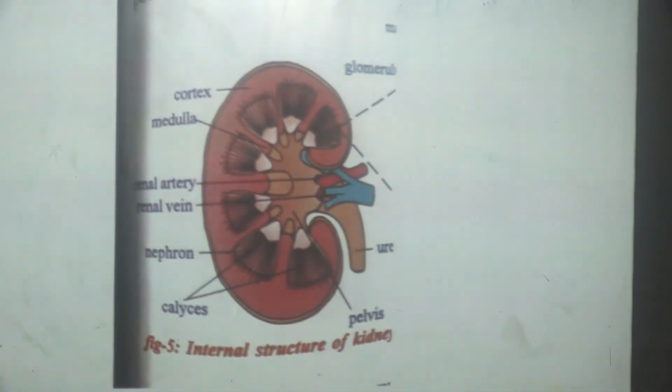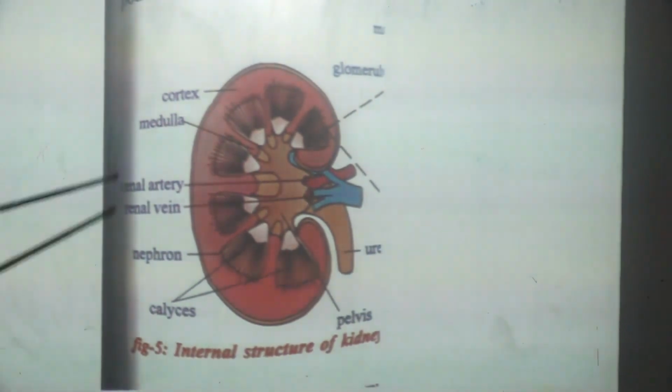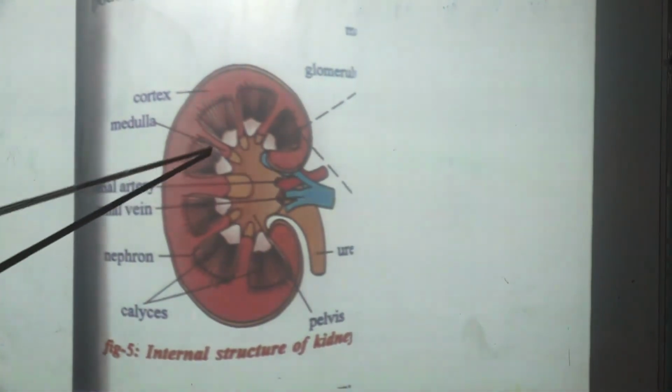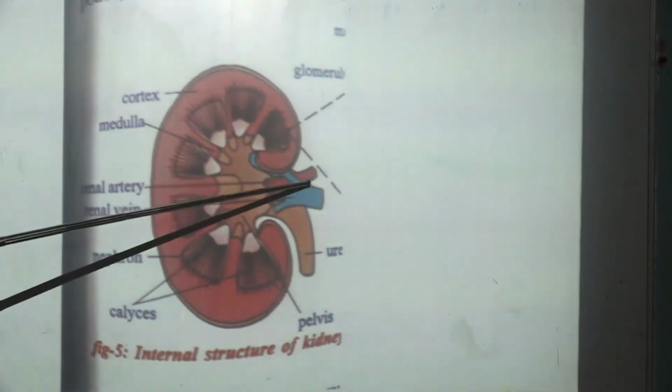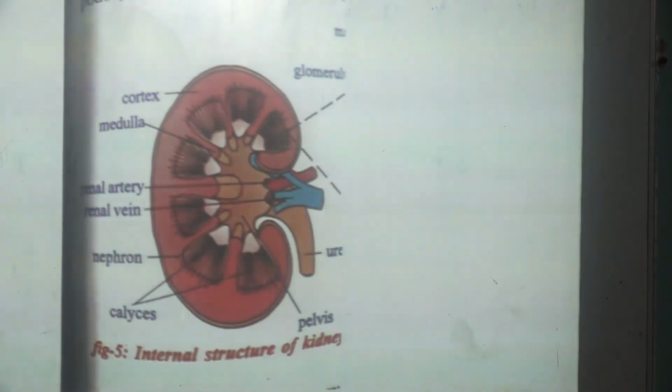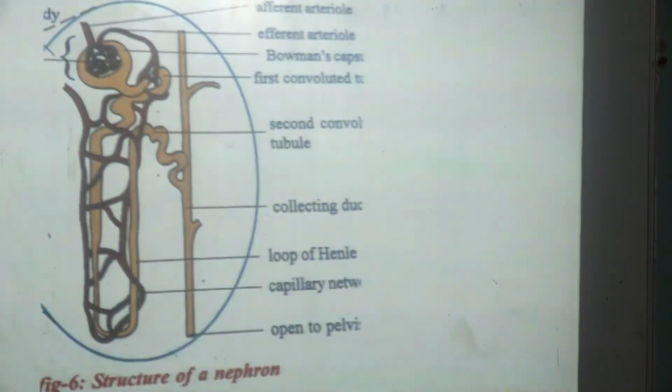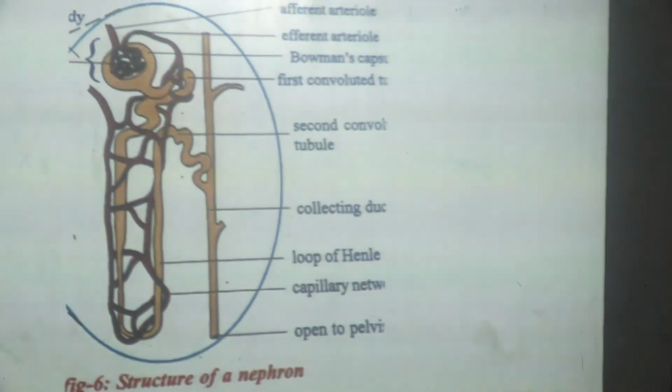This is the internal structure of the kidney. As I said, renal cortex, renal medulla, renal pyramids. So this is the renal vein and renal artery, and this is the ureter. This is the nephron, the structure of the nephron.